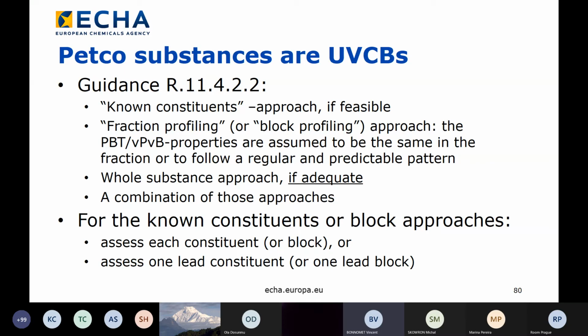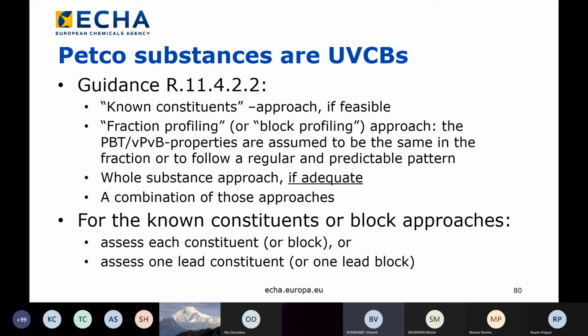The other approach presented in guidance R11 is a fraction profiling or block profiling approach. In this approach, the PBT, vPvB assessment is done on the given fraction, and it relies on the hypothesis that the PBT, vPvB properties of this fraction or this block are the same or follow a regular and predictable pattern.